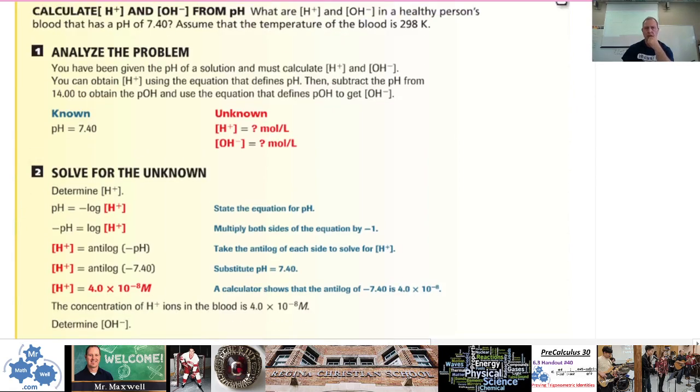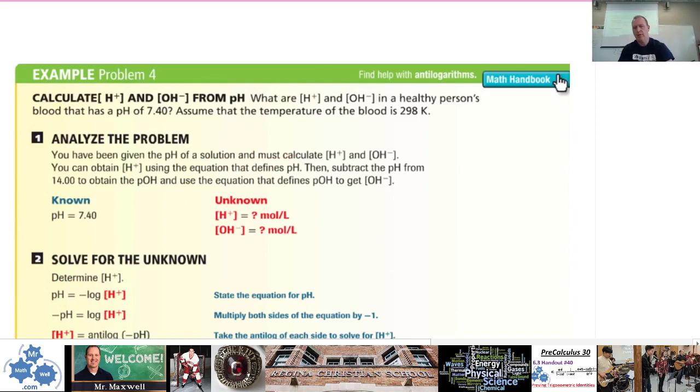This last type of problem you have to do for this lesson is how to calculate the concentrations from a given pH. Concentrations from a given pH. So if we're given a pH of 7.4 in this question, I need to know what the concentrations of hydronium and hydroxide ion are.